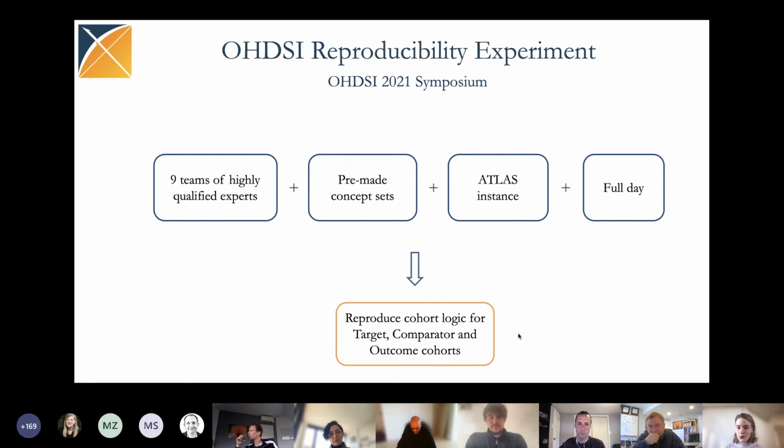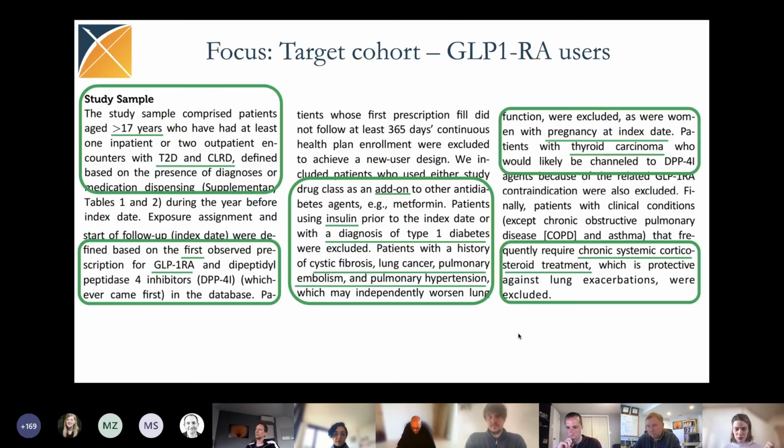At the last symposium, we had 9 teams of highly qualified experts from OHDSI fellow members. We gave them the pre-populated Atlas templates for cohort definitions, and we put in the concept sets that we had already created. We gave them a full day to reproduce the target, comparator, and outcome cohorts based on the paper and supplementary materials. In this specific talk, I would like to focus on the target cohort.